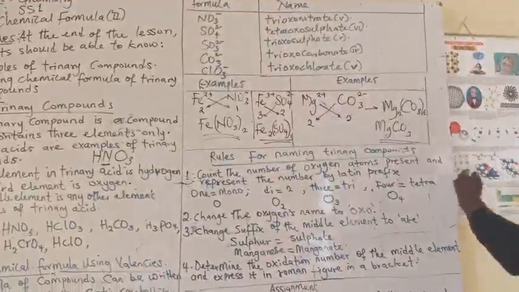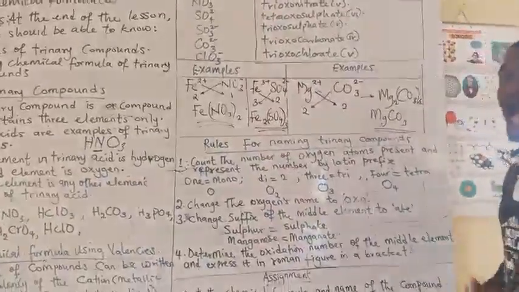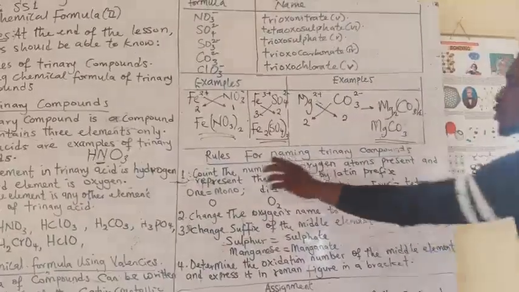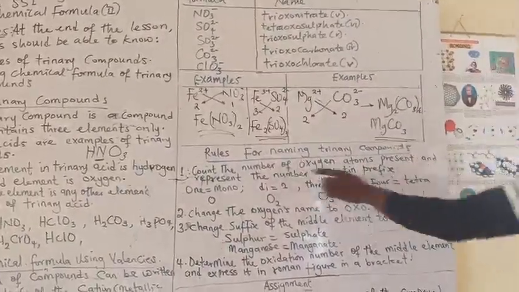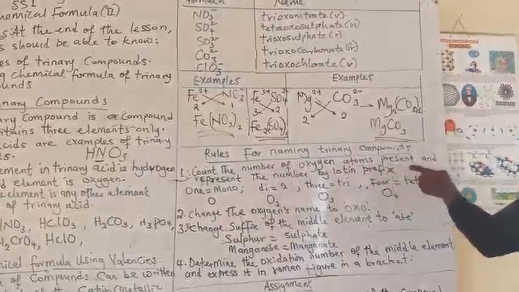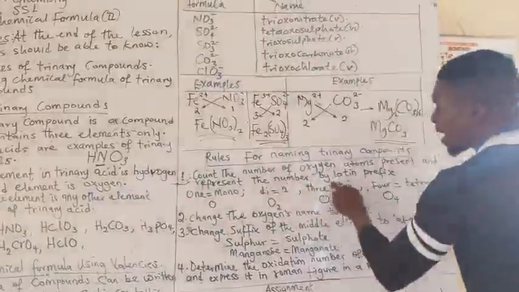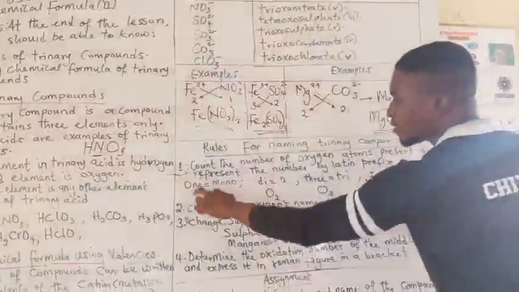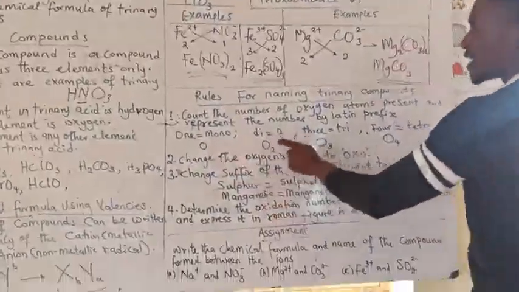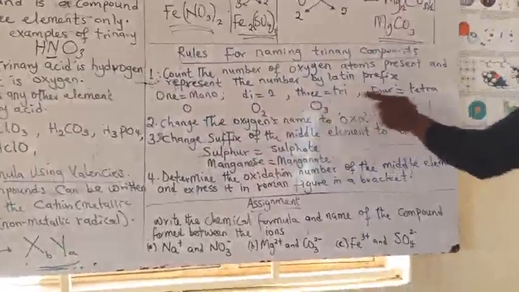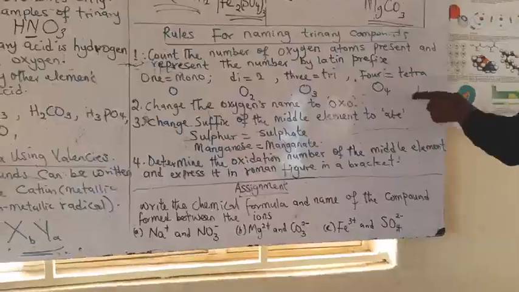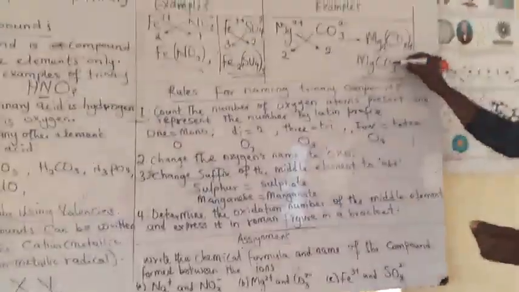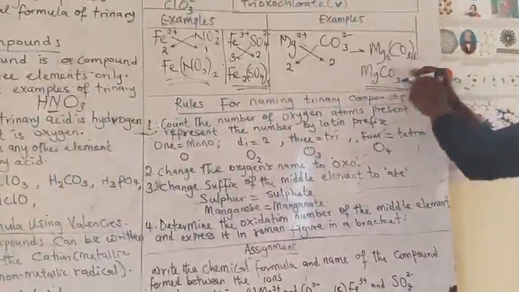All right, what are the rules for naming trinary compounds? How do we name trinary compounds? Firstly, you count the number of oxygen atoms present and represent the number by a Latin prefix. Look at the Latin prefixes. For 1 we have mono, for 2 we have di, 3 is tri, 4 is tetra. So, for example, if you look at this, I have O3, so this is trioxo.